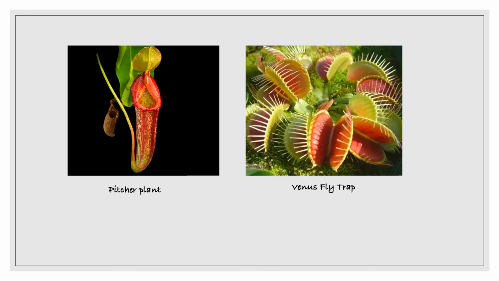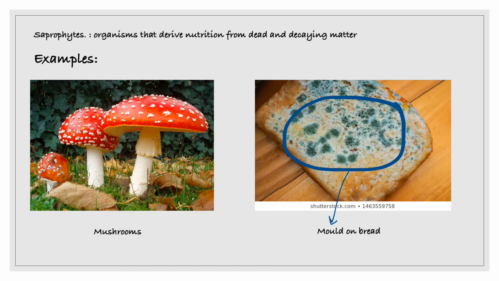So as I explained in the previous slide, this is the pitcher plant to the left, and that is the Venus flytrap. So now moving on, this is saprophytic type of nutrition, or saprophytes. Saprophytes are organisms which derive their nutrition from dead or decaying matter, which means when something is dying or rotting, or when it is going bad, that time these organisms called fungi, or fungus singular and fungi plural, grow on such matter and they get their nutrition. The most common examples of fungi are mushrooms and bread mold.